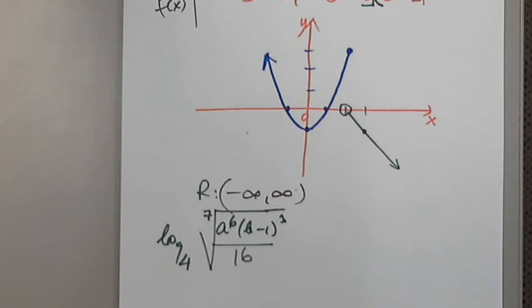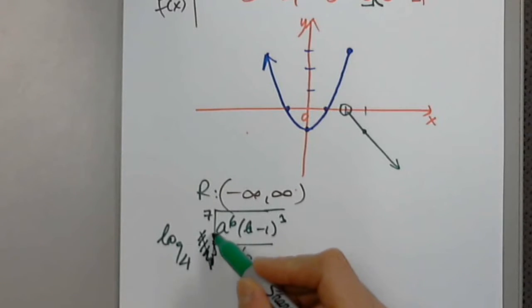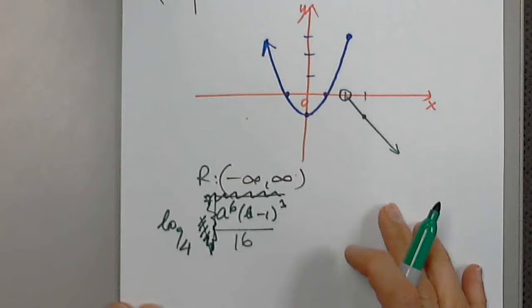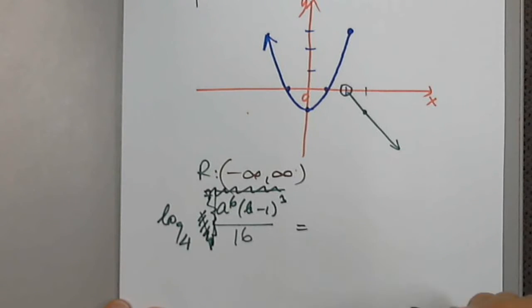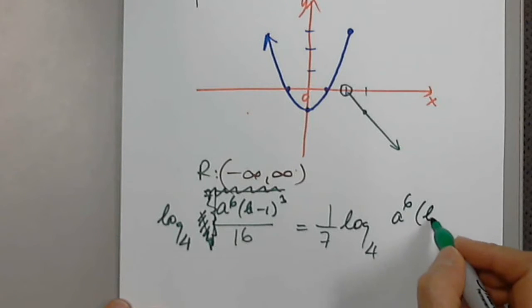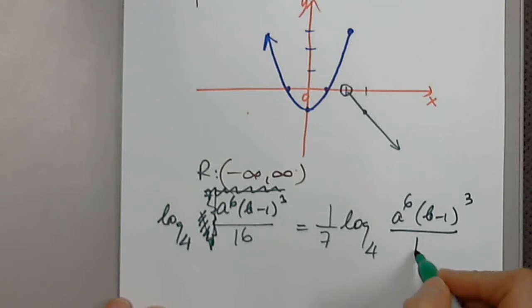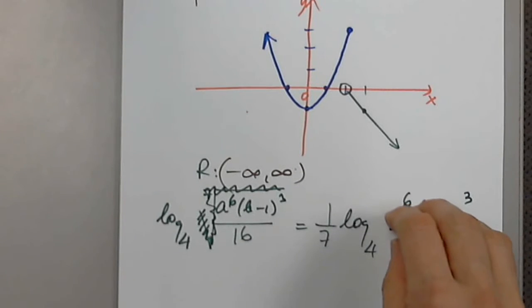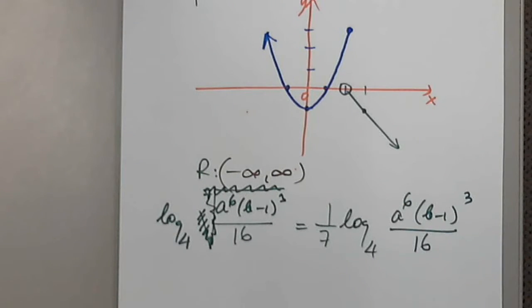Okay, that's okay. So first I have to start by eliminating this. And that means what power? What power is the 7th root? 1/7. Excellent. I have to put 1/7 in front. Log base 4 of a to the 6th, b minus 1 to the 3rd, divided by 16. That's the starting point. Because in order to get to the inside, I have to eliminate the power first. Awesome. Great. So now, remember I have 3 properties.